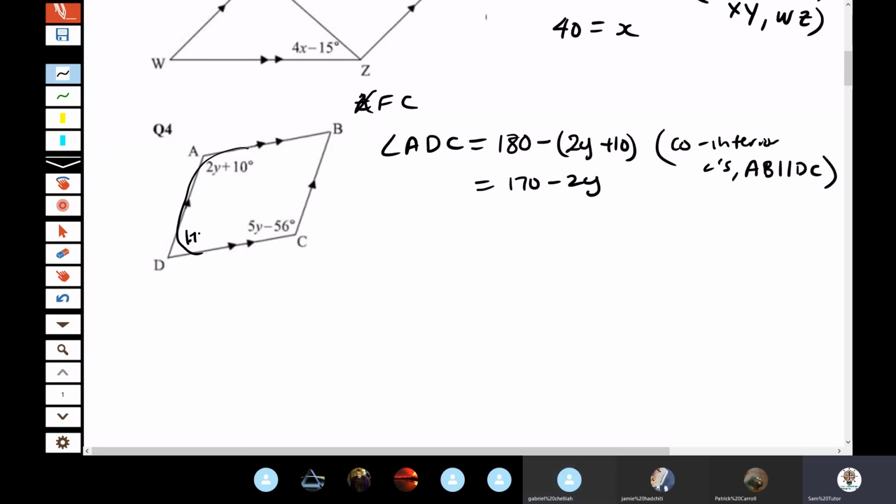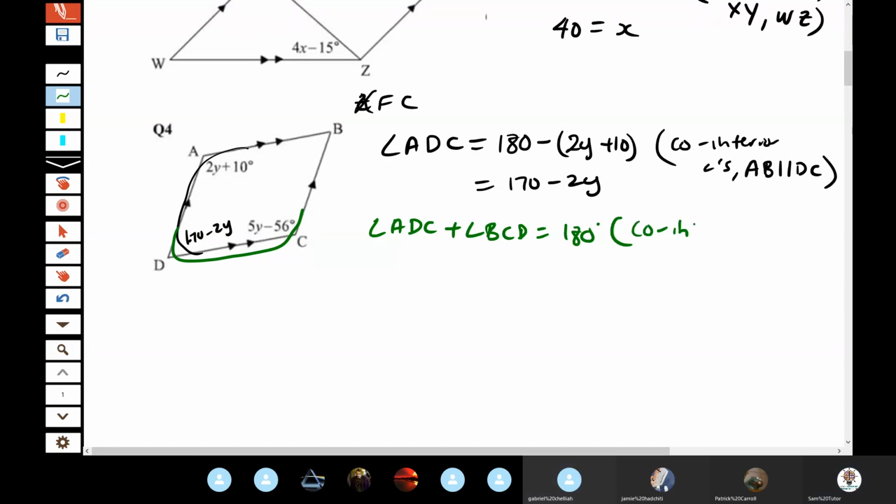Great. And now what? Now what do you know about these 2? Oh, they're both equal to 180, right? Yeah, they both add up. So angle ADC plus BCD equals 180. What's your reason? Co-interior angles. Again, which 2 did you use there? AD and BC, right? That's right. That's why we've got to write it, because we're not sure if you guys know which ones you're dealing with.